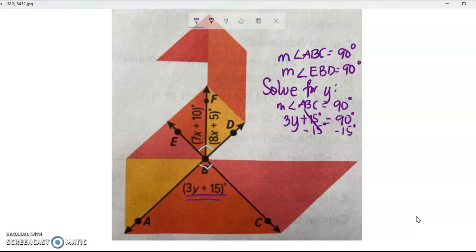This just cancels out. We have 3y equals 75. Now we're going to divide both sides by 3. That cancels. y is equal to 25.